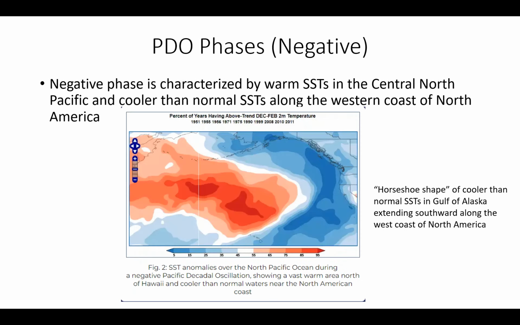With the negative phase PDO, it's characterized by warmer than normal sea surface temperatures in the central North Pacific, generally in this location. And then you see cooler than normal, now horseshoe shaped, cooler than normal sea surface temperatures along the western coast of North America. So here it is. This is a negative PDO right here. See how that cooler, darker blue shading exists where it is? And so it's just an opposite effect of the positive PDO. So those are the two different phases of the PDO.